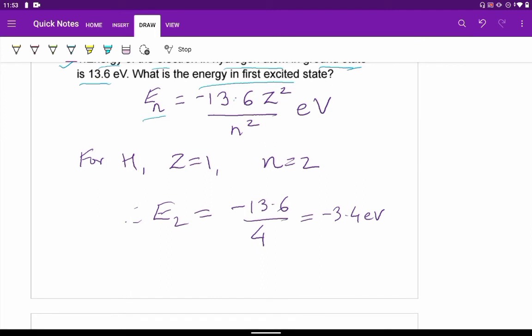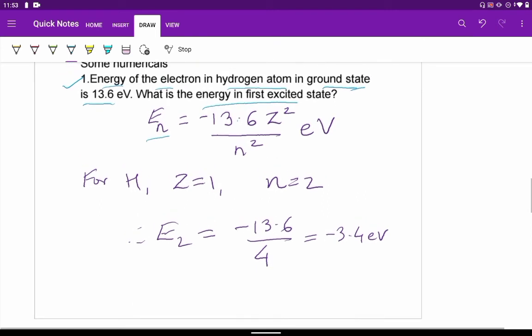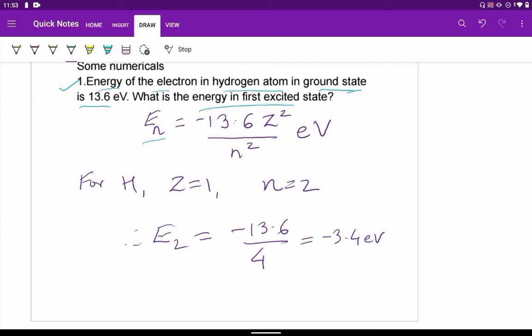And it is in the first excited state. So first excited state means n equals 2. For hydrogen Z equals 1. So E2, the energy in the first excited state, will be minus 13.6, because Z square becomes 1, times 1 by n square, which is 2 square, that is 4. So it is minus 13.6 by 4. If we calculate, we get minus 3.4 eV.